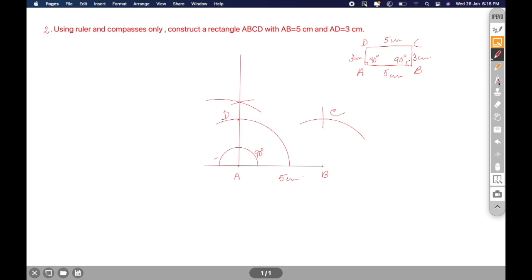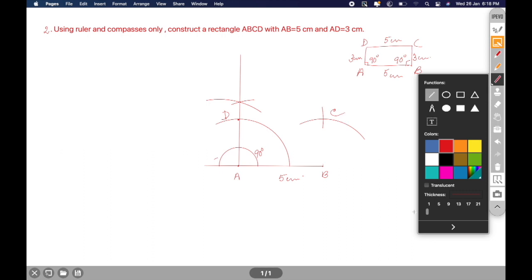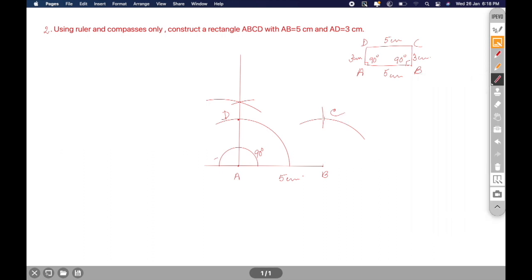Now if we join them using a ruler, the construction of a rectangle is over. So here B is joined with C and the vertex D is joined with C. So we have BC as 3 centimeter, DC as 5 centimeter and AD as 3 centimeter. Thus, ABCD is the required rectangle.